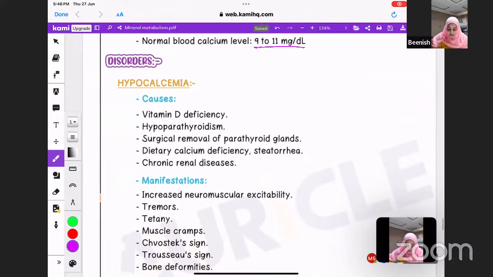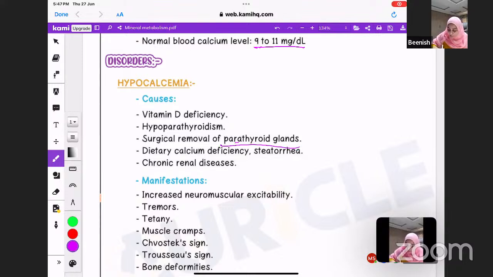Disorders associated with hypocalcemia. So one is vitamin D deficiency. Why, we've already discussed, because if there's vitamin D deficiency, what will happen? There will be decreased calcium. Then hypoparathyroidism, again, because your parathyroid hormone is also involved in calcium regulation. So if there is decreased parathyroid hormone, then also your calcium levels will be affected.